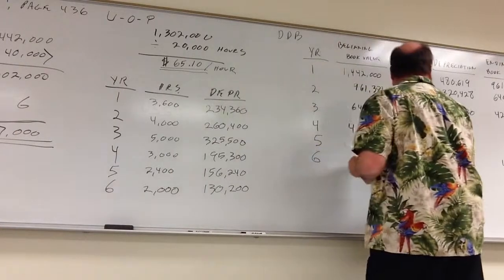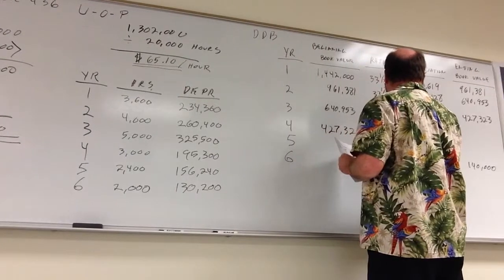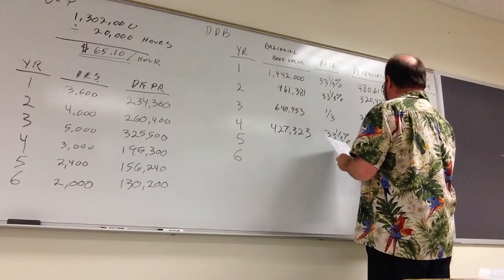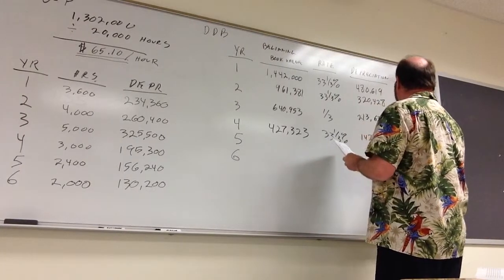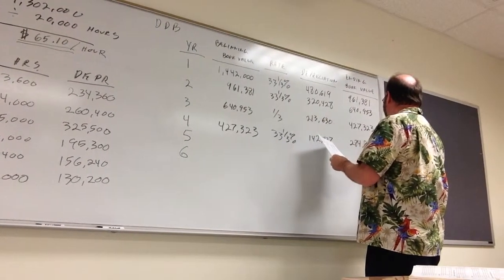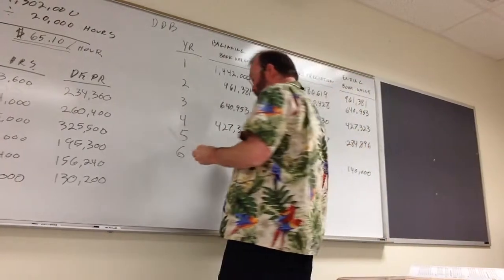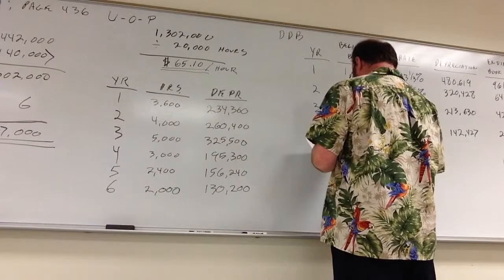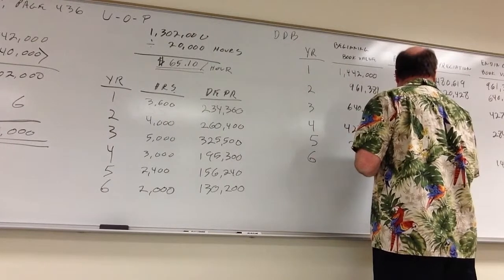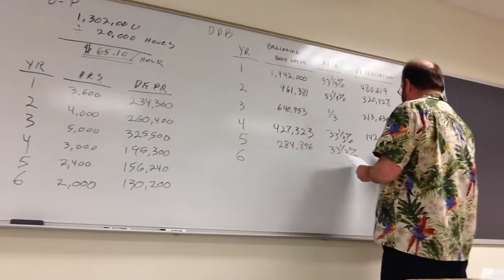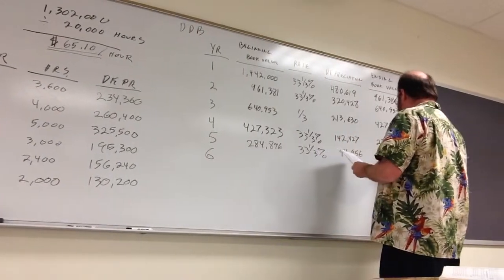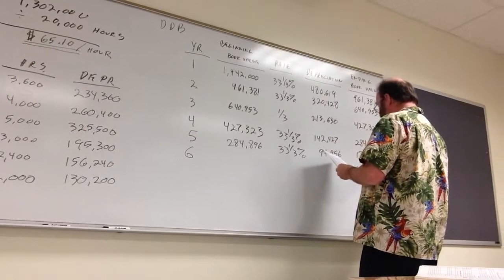Okay? All right, so the beginning book value is going to be 427,323. 33 and a third once again gives us 142,427. That's 284,896. 33 and a third is 94,956. Now we're down to 189,940.